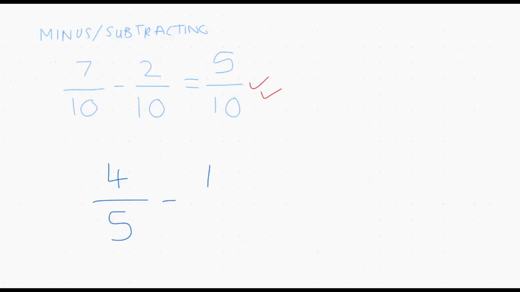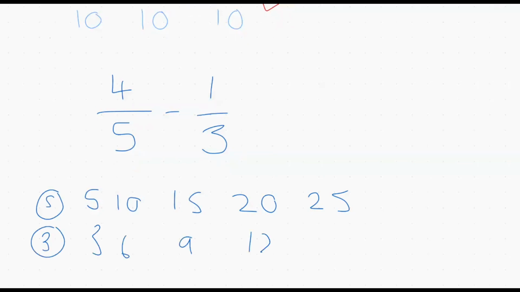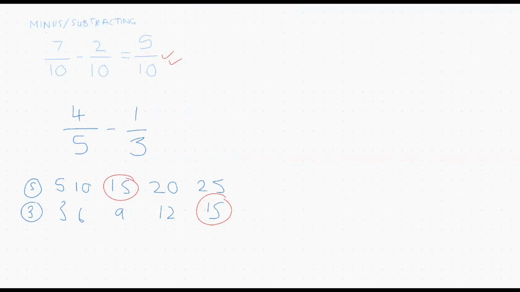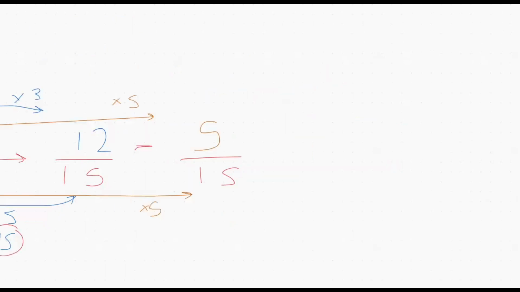So we've got 4 over 5 minus 1/3, so we have to make the bottoms the same. So we find a number that's in both of the times tables, the 5s and the 3s. We've done our 5s, we've now done our 3s, and we've realised 15 is in both. So we rewrite the fraction as a fraction over 15 minus a fraction over 15. To get from 5 to 15, we had to times by 3, so we times the top of the fraction by 3. Whatever you do to the bottom, you do to the top. To get from 3 to 15, you times by 5. So to get from 1 to whatever you need, times by 5.